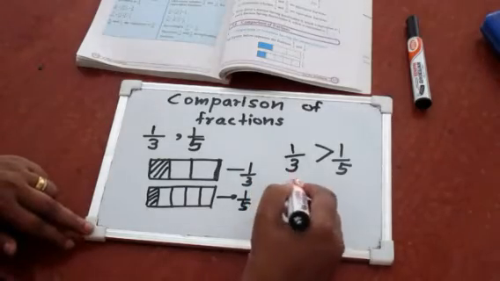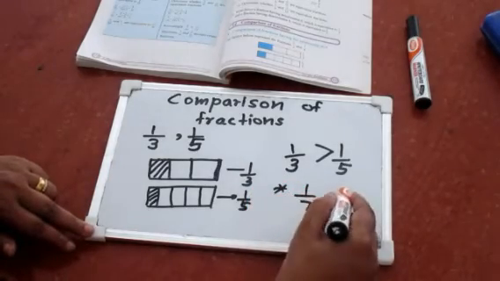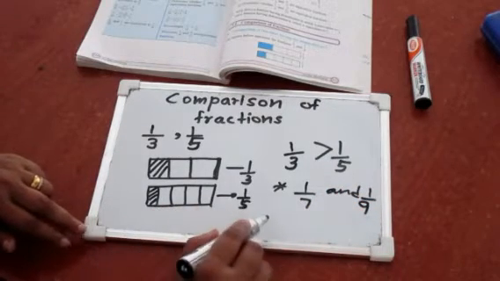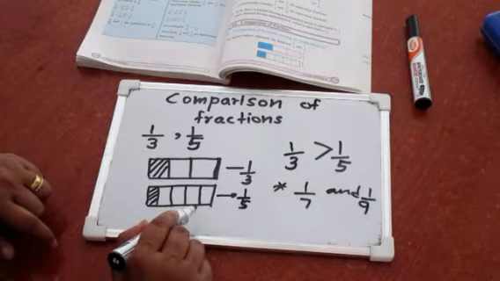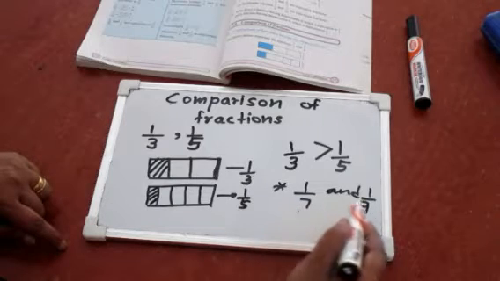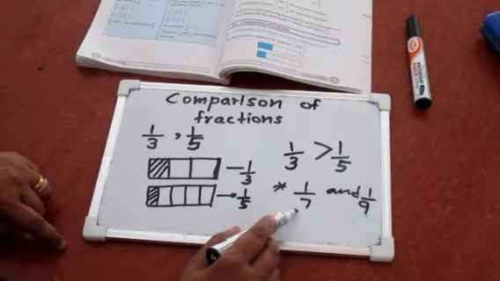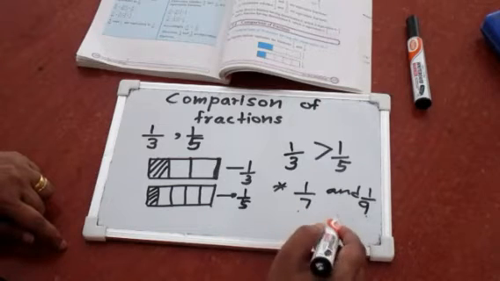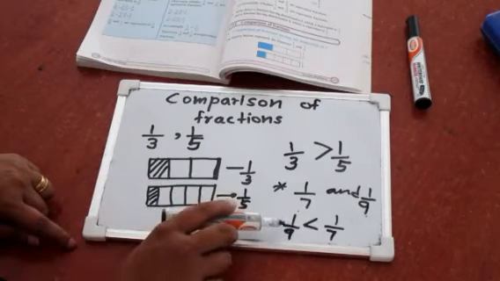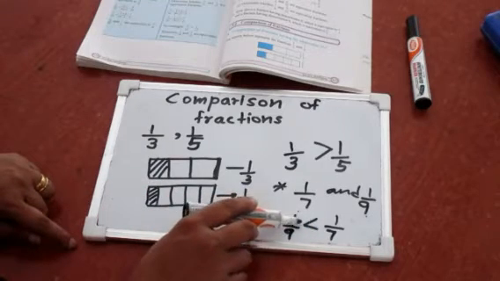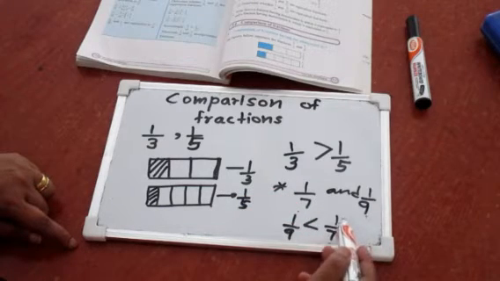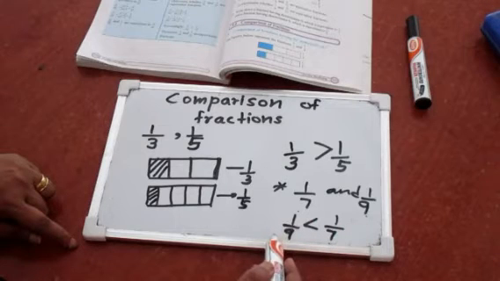Now see this example, 1 over 7 and 1 over 9. Now without using figures, you can select the largest fraction here. Select the least denominator out of 7 and 9. Denominators are 7 and 9. Then the least denominator is 7, so 1 over 7 is the largest fraction. How do you read this? 1 over 9 is lesser than 1 over 7. Or you can read it this way: 1 over 7 is larger than 1 over 9.